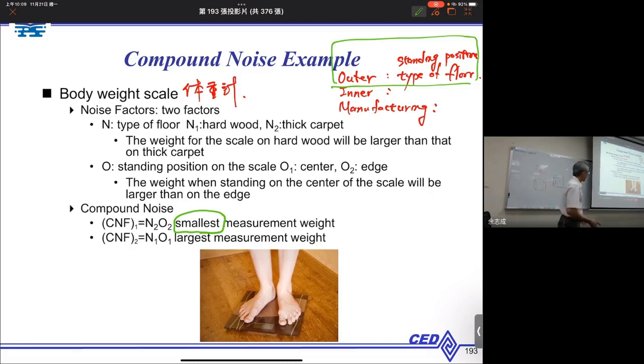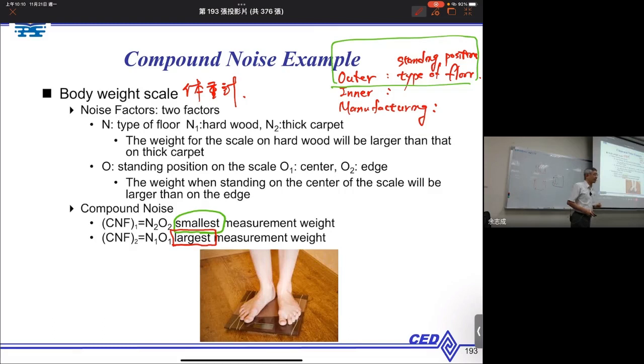On the other hand, if you stand in the center and also put the scale on the hardwood, then you will have the largest reading. Because if you put it on hardwood, the reading will be increased, and also if you stand in the middle, the reading will increase too. So if you put it on the hardwood and stand in the middle, under this combination of the noise factors, the weight you get from the bathroom scale will have the largest reading, largest output.